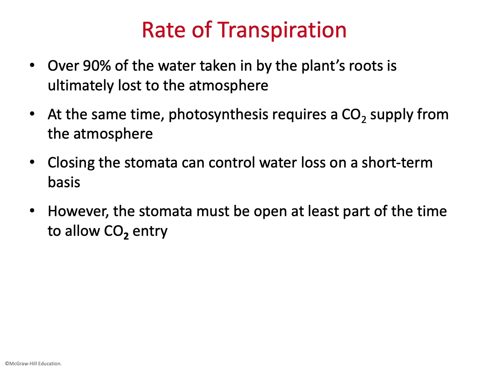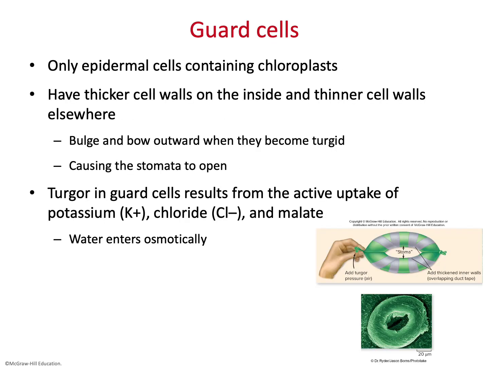What happens when you close stomata? The vapor pressure gradient is less, so you would lose less water. But this is only safe on a short-term basis because, like I mentioned, you need a supply of carbon dioxide for photosynthesis. Now let's see how turgor pressure in guard cells can cause stomata to open.